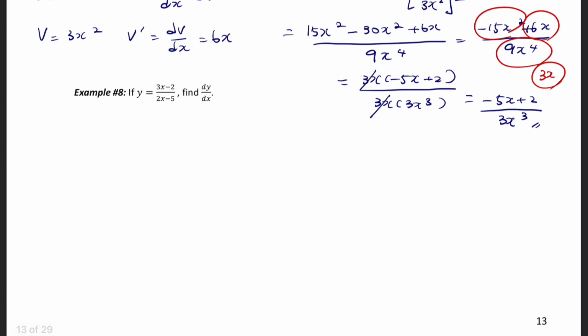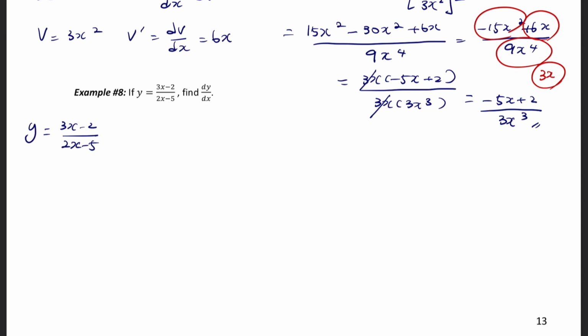Again, I'm going to say 3x minus 2 over 2x minus 5. I'm going to say this again: if you feel like you want to try the question first, then stop the video, try the question, and then go over the solution with me. Okay?